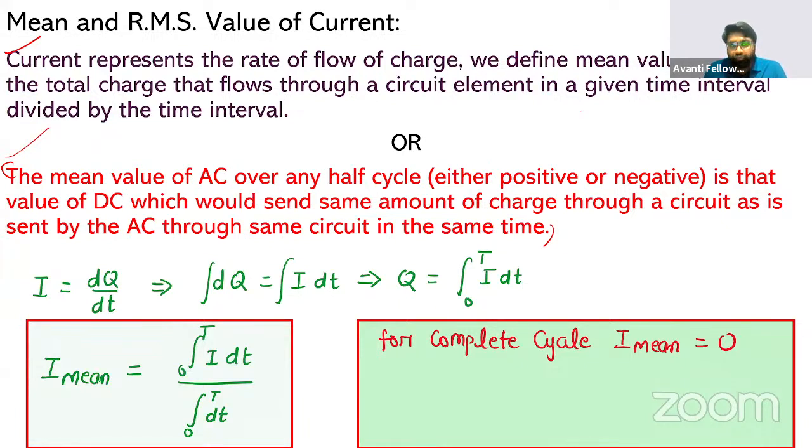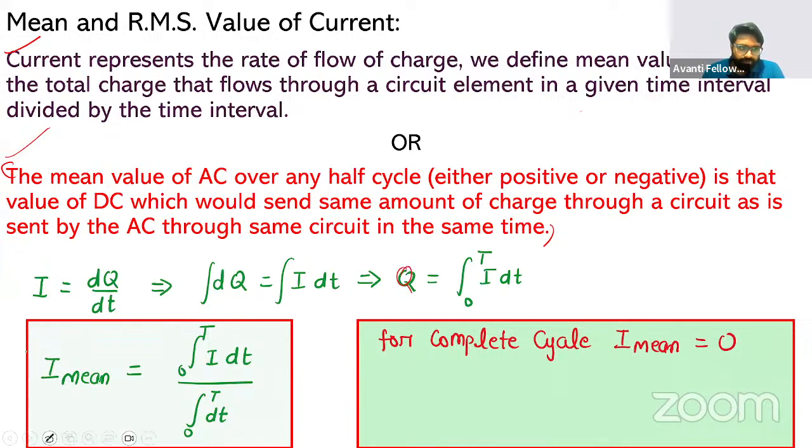So, how to calculate that mean value? I is equal to dq by dt. This is the instantaneous value of current. What we can do here, dq is equal to I dt, and then if you want to calculate the total amount of charge, it would be the integration of it. So q is nothing but the integration from 0 to T.